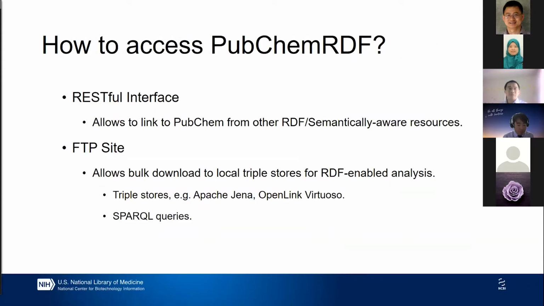So the question is how to access PubChemRDF. There are two ways to access PubChemRDF. One is through the RESTful interface. The other is through the FTP site. The RESTful interface allows linking PubChem data to other RDF or semantic-aware resources. The FTP site allows bulk download to local triple stores for analysis.